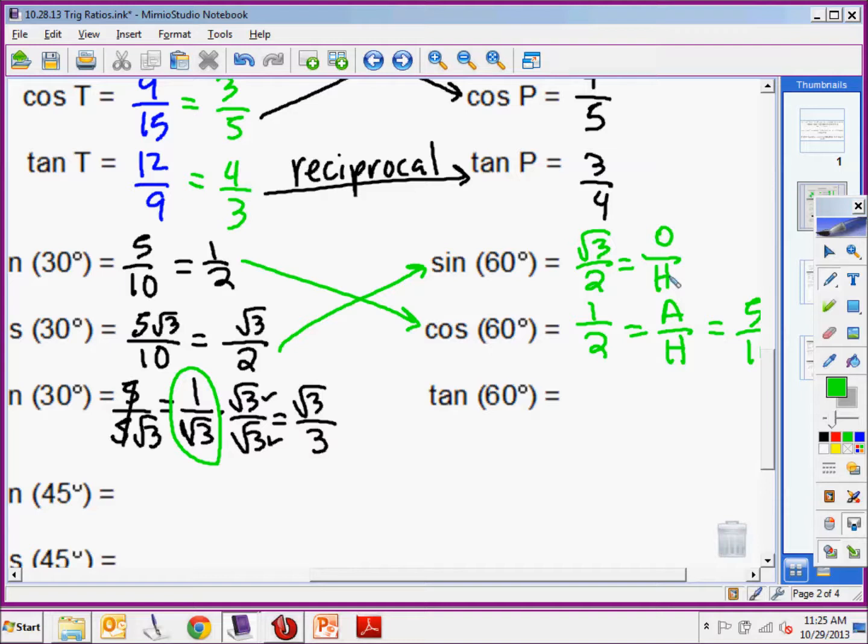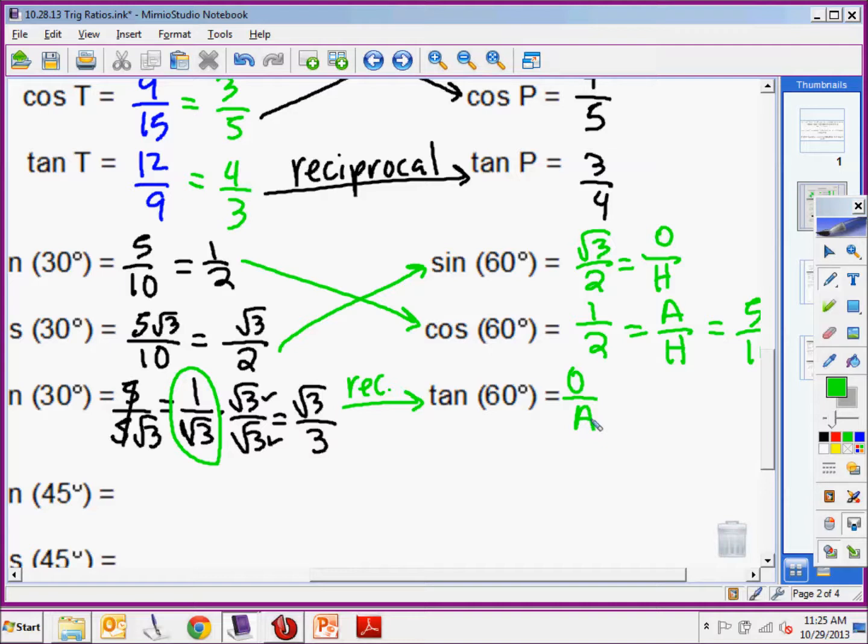Tan of 60, what's the relationship? It's a reciprocal. If I cannot remember reciprocal, follow the pattern. Opposite over adjacent. Square root of 3 over 1. So is it just square root of 3? So if I follow the rules, if I can't remember that these are reciprocals of one another, I just follow SOH CAH TOA.